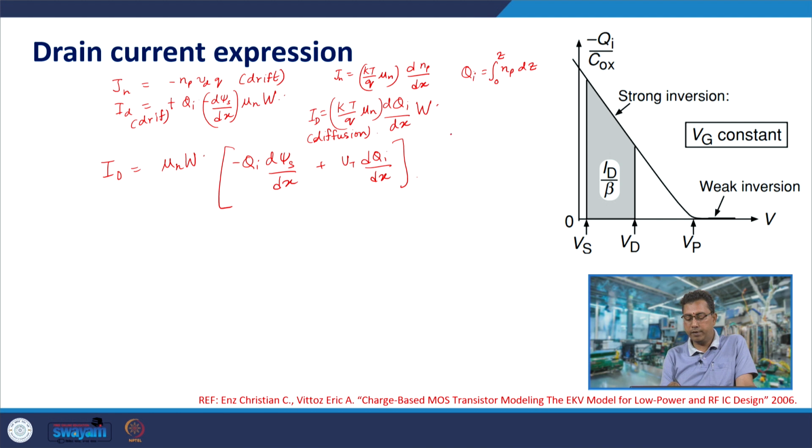Now, let us see what is the value of Qi, the inversion charge. Now, we are taking the charge sheet approximation. Qi is a sheet charge. Since it is a sheet charge, its value is dependent only on the surface potential, and we would say that Qi is proportional to the exponential of surface potential minus phi f minus V.